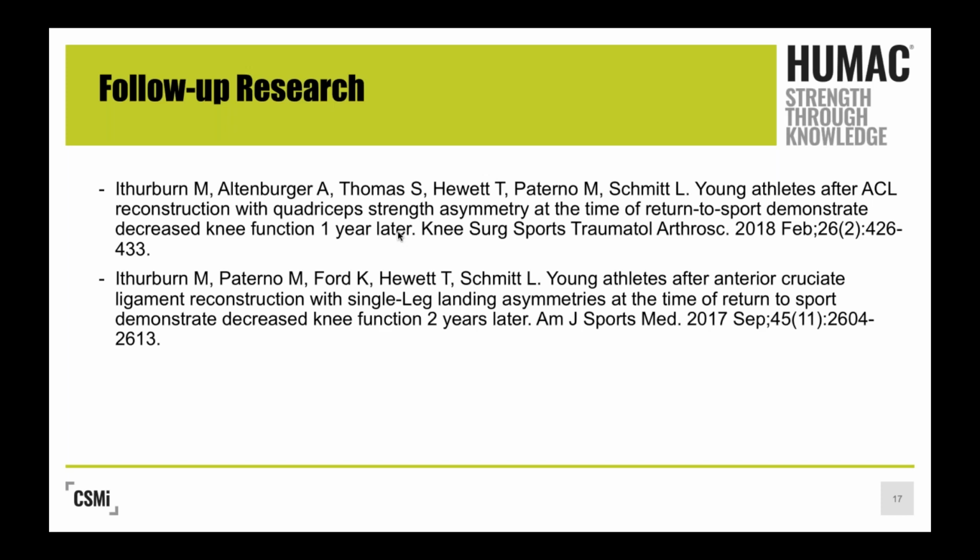But if we test them and we include this as part of that return to play decision making, and we do that at the time of return to play, and we find out and identify them as not being ready, now they're going to work their strength more aggressively until they meet those standards. And once they meet those return to play standards, now not only are they going to be safer playing, but also we can see years later that they're going to do better.